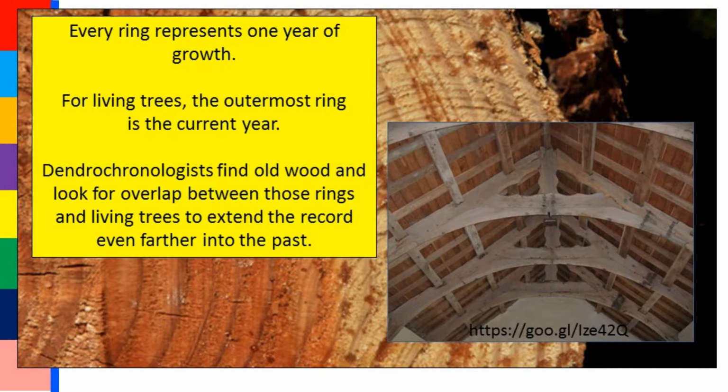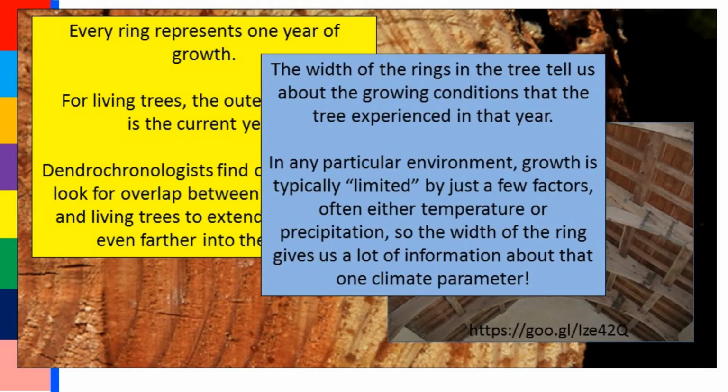So for the boards in this roof, we have a pretty good idea when the oldest ones were made. If we can find a tree that's, say, 1,500 years old, and see that it had some wide ring, some narrow ring, some wide ring, and we find that same pattern in some old cut down tree, then we can match that up and extend back using this tree that was cut down 1,500 years ago, and overlap that and extend this climate record farther back into the past.